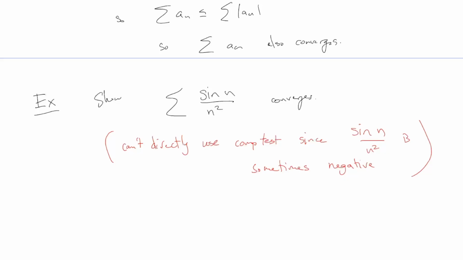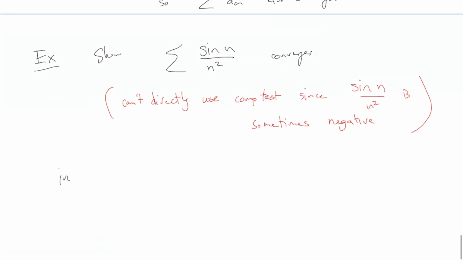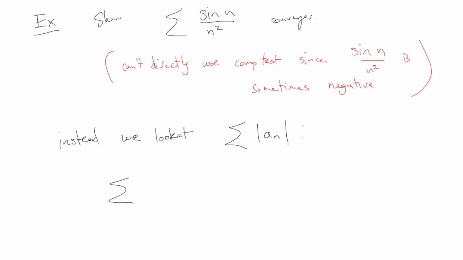But we can use the theorem that I just said. The theorem says if the absolute value version converges, then the original one also converges. And we can take the absolute values, and then they will always be positive. So instead, we look at the sum of the absolute value of a_n. And if that converges, then it means that the original thing also converges. All right? So what is this? That would be the sum of the absolute value of sine n over n squared.